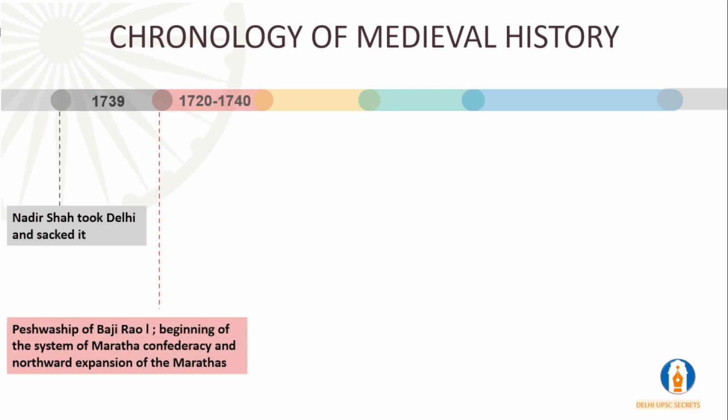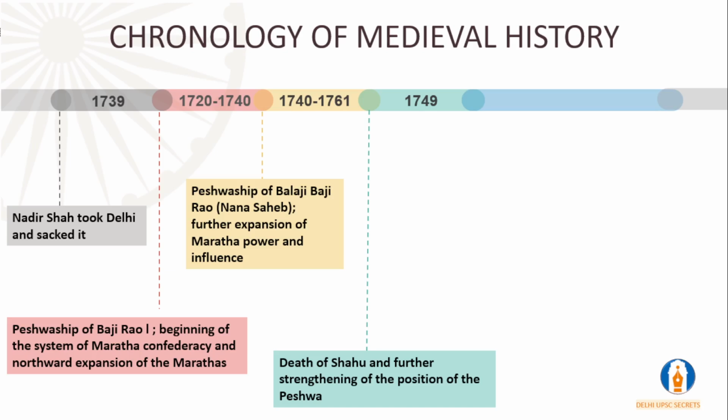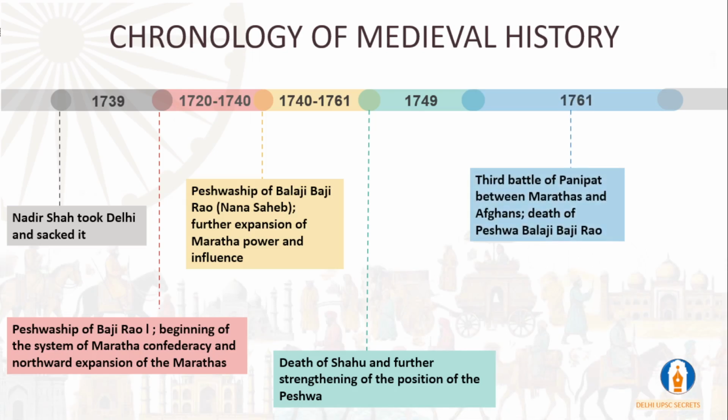In 1720 to 40, it was the reign of the Peshwas, the famous one being Baji Rao, who began the system of the Maratha Confederacy and the northward expansion of the Marathas. And this happened in this particular period. 1740 to 1761 AD, Balaji Baji Rao, Nana Sahib we call him, further expanded the Maratha power and influence. In 1749 AD, the death of Chhatrapati Sahu happens, and it further strengthens the position of the Peshwas.